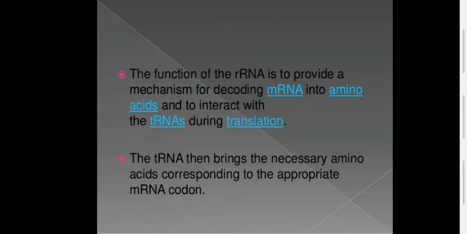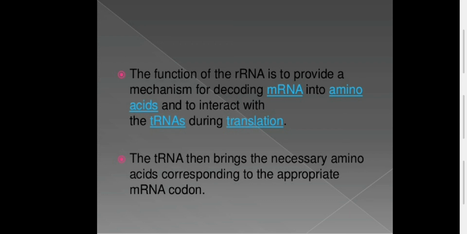Next, the function of it is to provide a mechanism for decoding. If messenger RNA is for coding information, rRNA, or ribosomal RNA, is for decoding the mRNA into amino acids and interacting with the tRNAs during translation. So always remember that if mRNA is the carrier of coding information, the rRNA will decode the coding information into amino acids and interact with the transfer RNA during the translation process. The tRNA then brings the necessary amino acid corresponding to the appropriate mRNA codon.